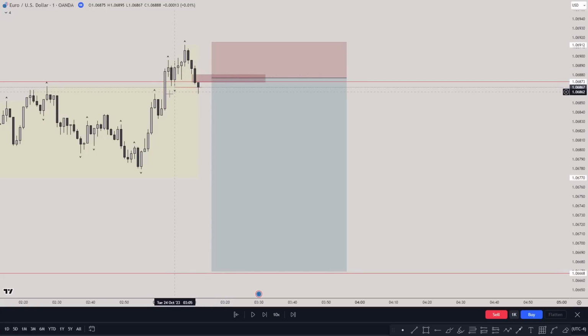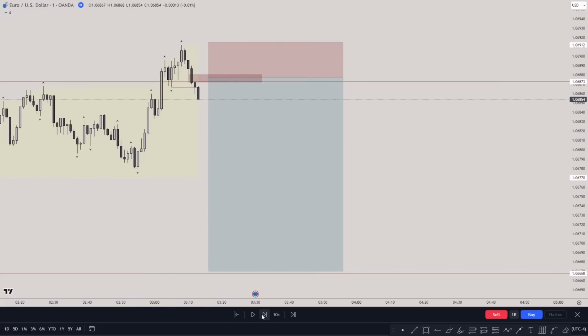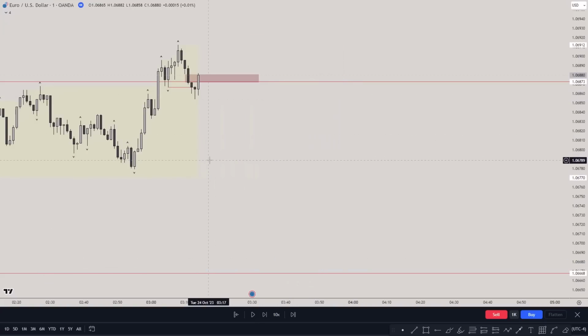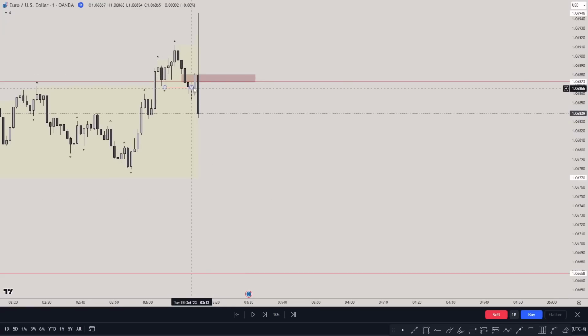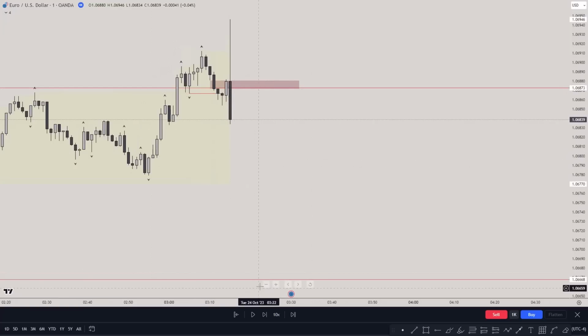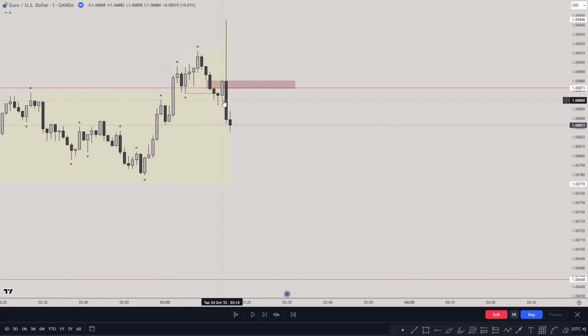What I'll be waiting for is for this level to be disrespected first, going lower, then I'll be entering. So this trade is not valid for me, not really interested. And right here we can see that it was really failing until there is a nice displacement below this level. So let's see now if there is a fair value gap to enter from, and we can see that there is a fair value gap that is aligning with this mitigation block here and inverse fair value gap.